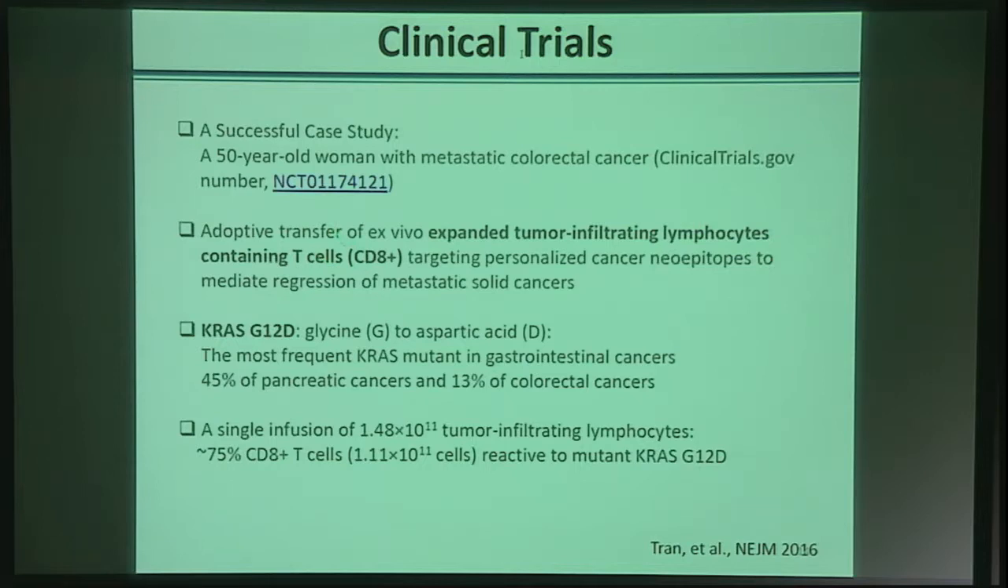This is a 50-year-old woman with metastatic colorectal cancer. In colorectal cancers, we know that the KRAS G12D mutation has been found in a lot of gastrointestinal cancers. So the treatment is to target KRAS G12D as a neoantigen. What they did was use the patient's lymphocytes and genetically engineer the T cell receptor to recognize the KRAS G12D antigen. Then they put these engineered CD8 cells back into the patient.